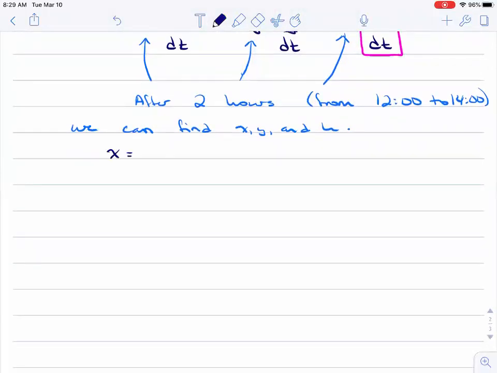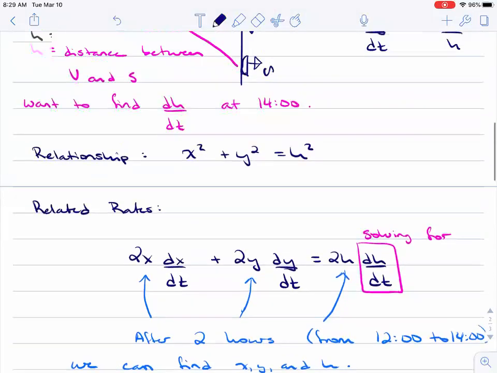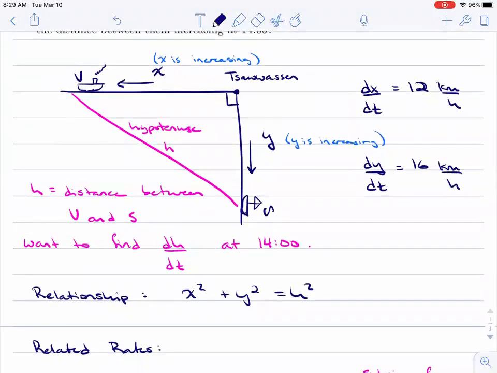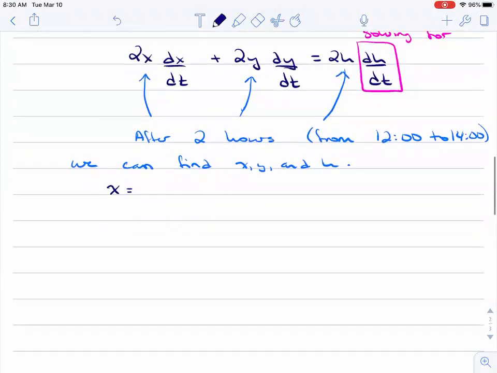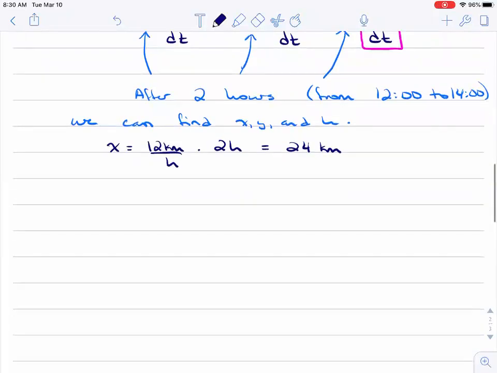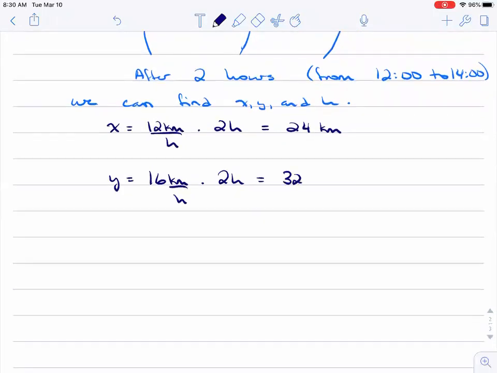So x is moving at 12 kilometers per hour, and so we've got 12 kilometers per hour times 2 hours. That puts me at 24 kilometers. Same thing for y. Y is moving at 16 kilometers per hour times 2 hours. I get 32 kilometers.